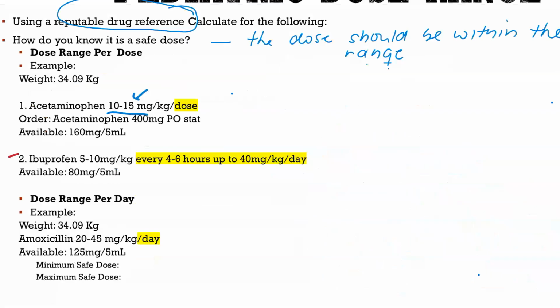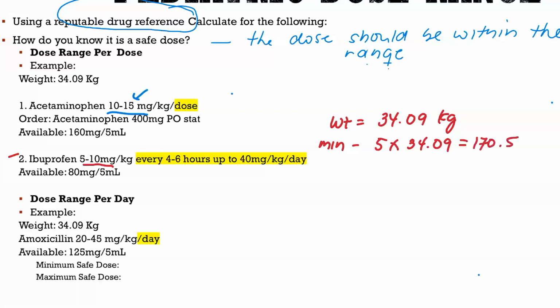All right, next example, ibuprofen 5 to 10 milligrams per kilogram every 4 to 6 hours, up to 40 milligrams per kilogram per day. Our weight is the same, 34.09 kilograms. We're just going to use the same weight, and that's the safe range recommended. For the minimum, we have to calculate it again. So 5 times 34.09 equals 170.5 milligrams per dose.